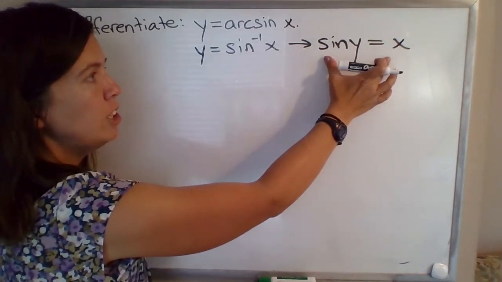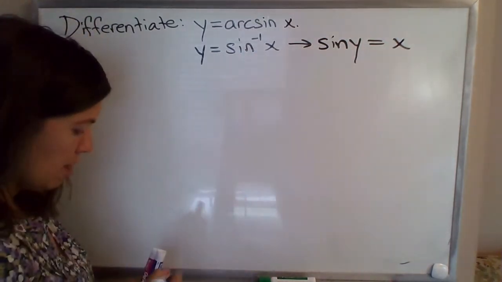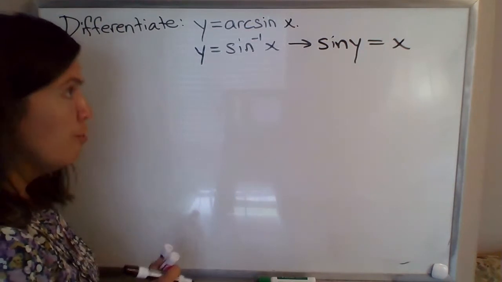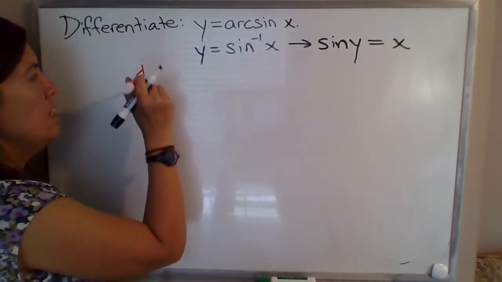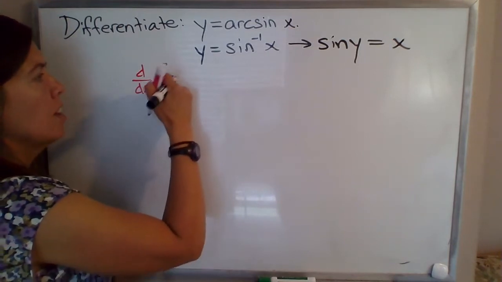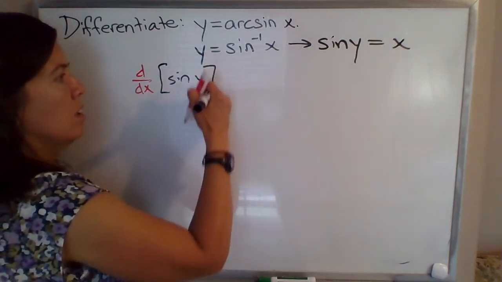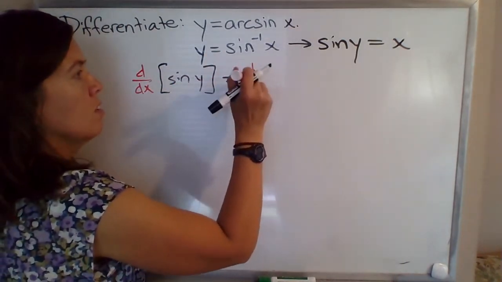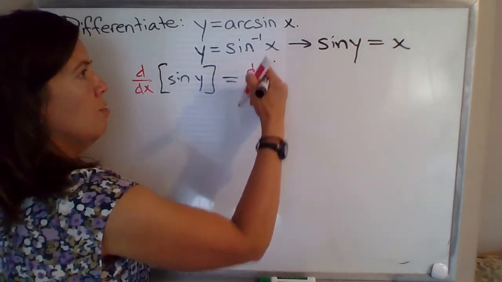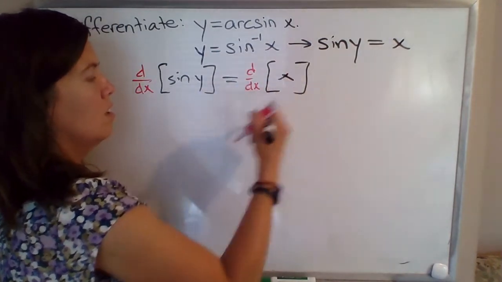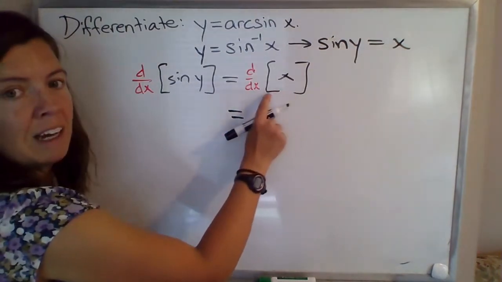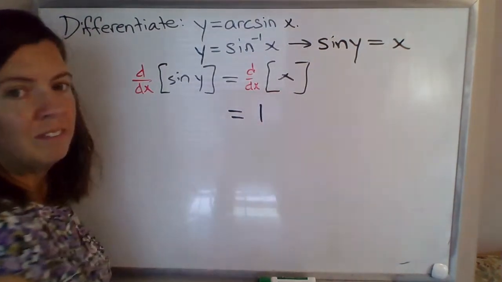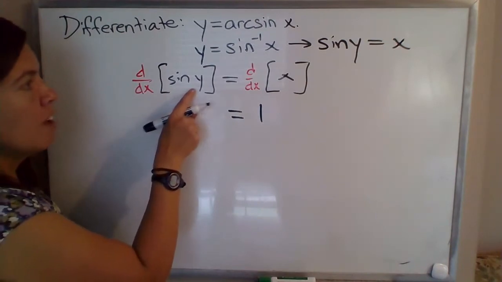Now I'm going to differentiate from there. So suppose you take that equation and differentiate both sides with respect to x. So take d dx of sine of y equals d dx of x. Okay, and I'll do the easy side first. So the derivative with respect to x of x is just 1. Now the derivative of sine of y.